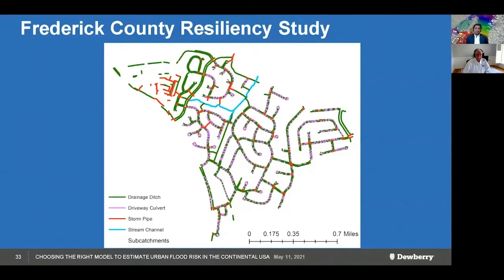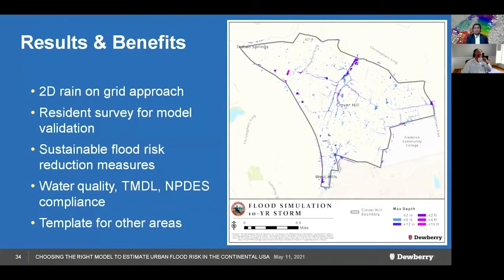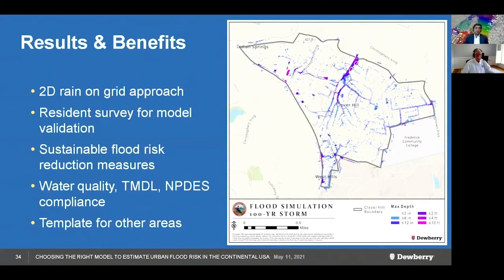So moving on to an interesting example using PC SWMM Professional 2D for a resiliency study for Clover Hill neighborhood in Frederick County. This was an interesting project, first of its kind, where we tried a rain-on-grid approach, and we validated the model using resident survey questionnaires, both anecdotal and high water mark type data wherever available. And we tried a series of events, the 2-year, the 10-year, and the 100-year, and we were able to predict pluvial flooding very, very accurately.